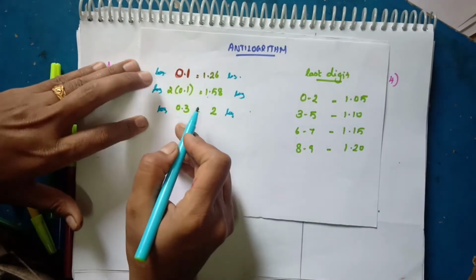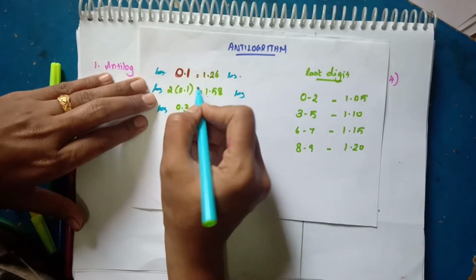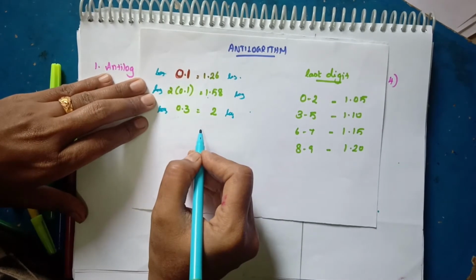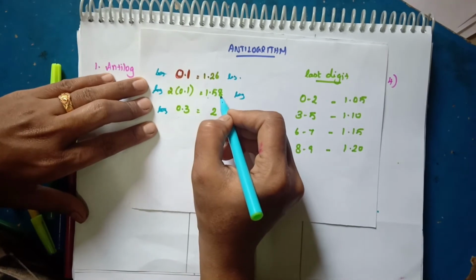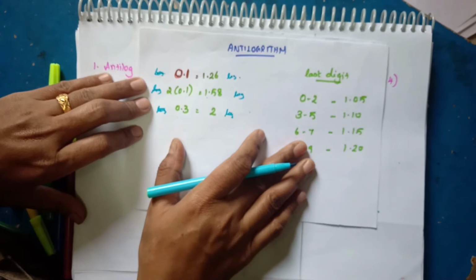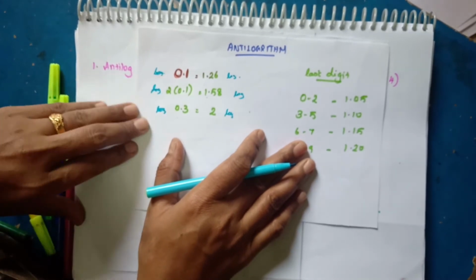So we have studied log 2 and log 3. First is log 1 is 0, and then log 2 is 0.3 we have studied. So in between values they have given. So now you will become clear, I think so. Okay, hope you have understood this one.